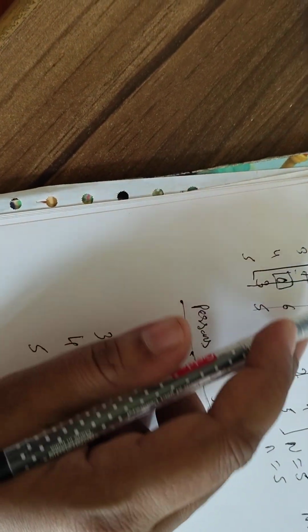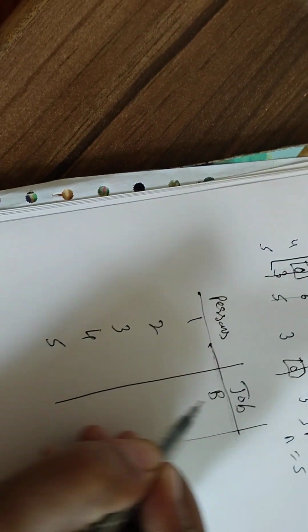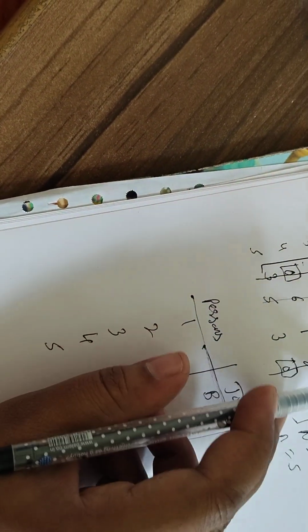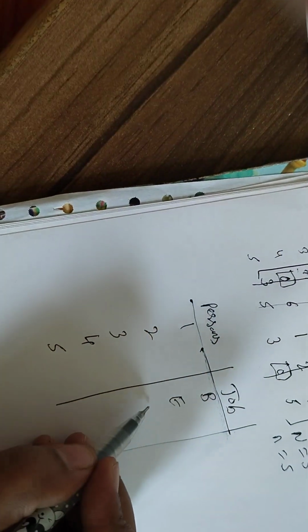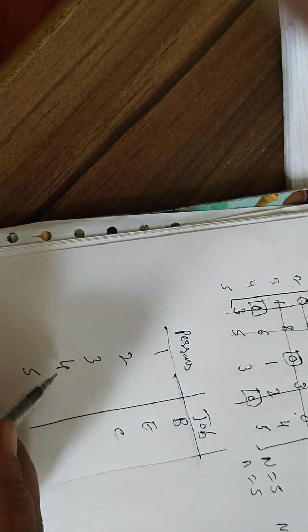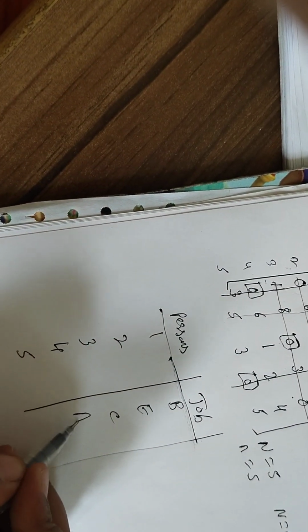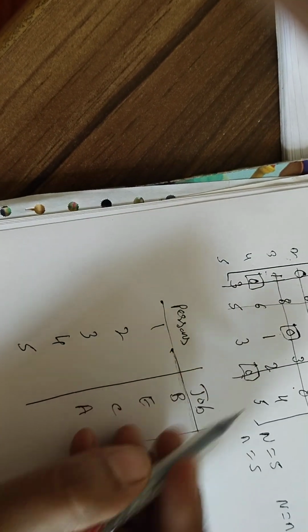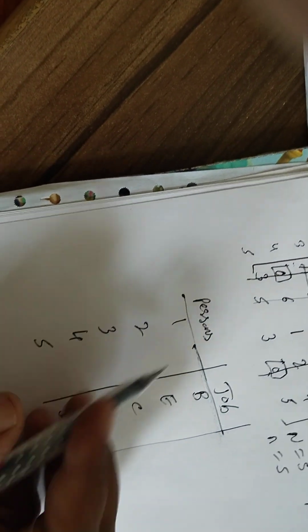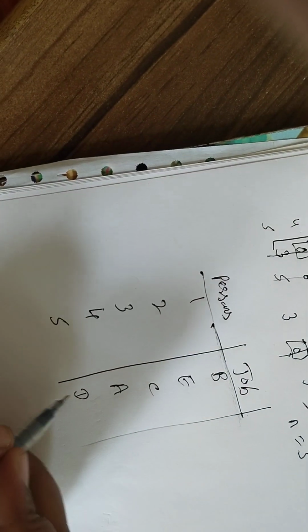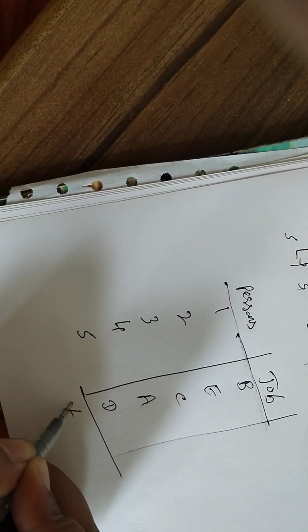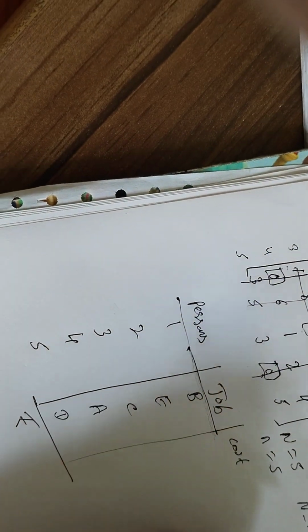So first person is assigned for B job, and second person is assigned for E job, third person is assigned for C job, and fourth person is assigned for A job, and fifth person is assigned for D job. So if you assign these persons to these jobs, we can minimize our cost. So what is that cost? That can be calculated further here. So for that you have to go for the initial table.